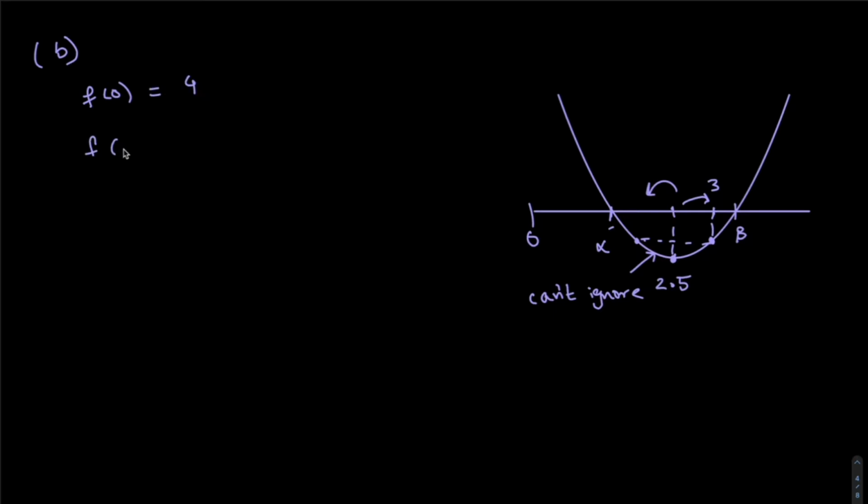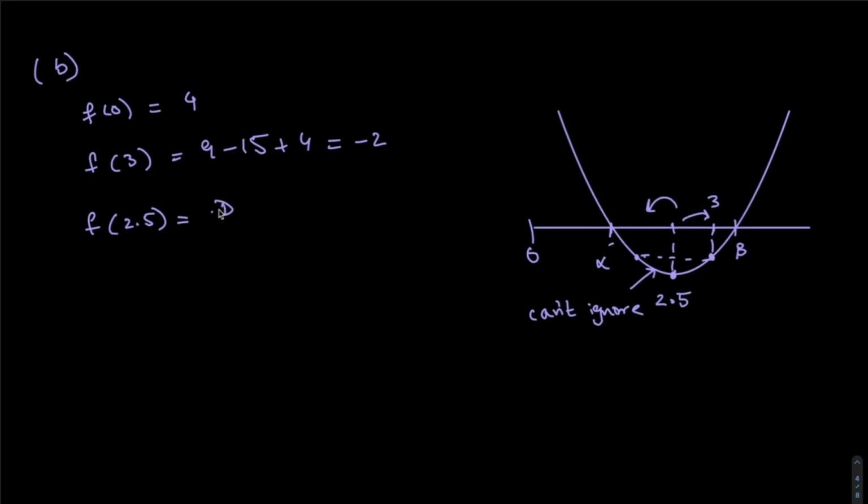f of 3 will be 9 minus 15 plus 4. I just plugged in the value x equal to 3, right? That gives me minus 2. And I'm going to find f of 2.5, right? 2.5.